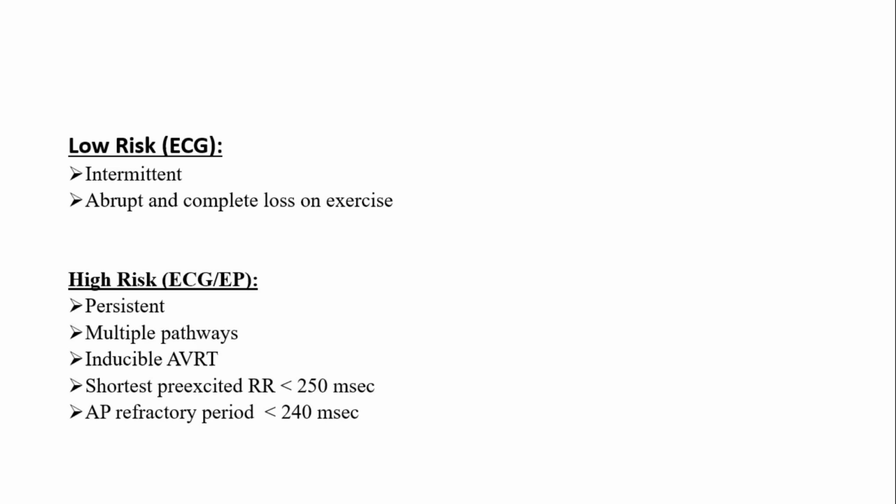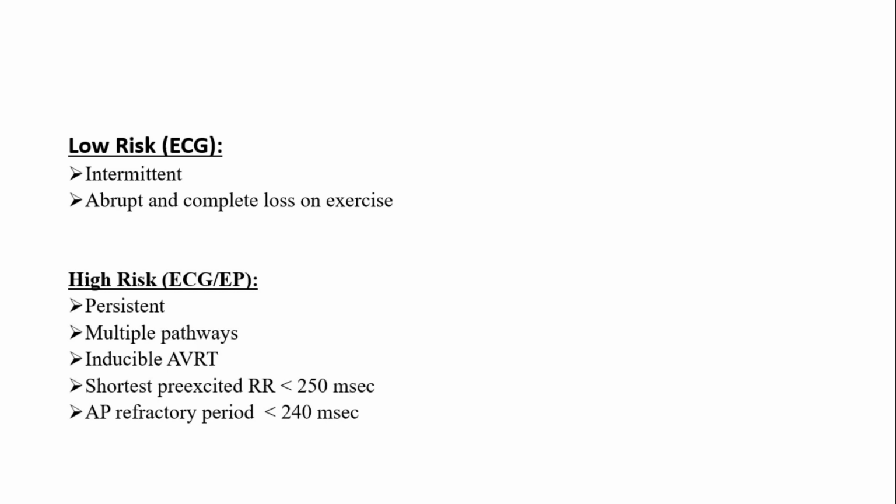Not that in a very small population, but even one case is, if you can say, one life saved by ablating the pathway. So a persistent pathway that is not going away at all. It stays all the time. Whenever you see it, the pathway is there. So it's persistent. Multiple pathways, one left free wall, one right free wall, one septal. These are high risk features.